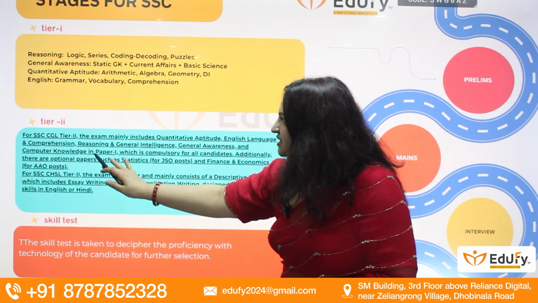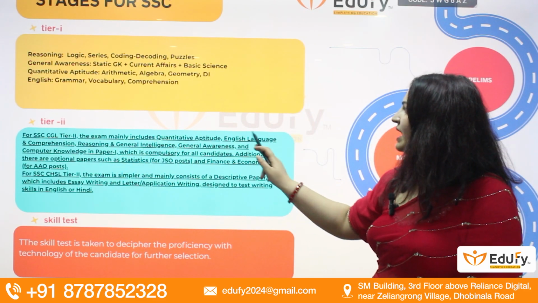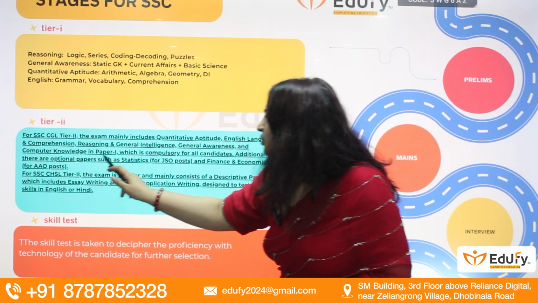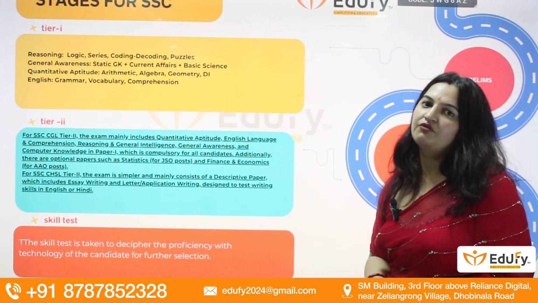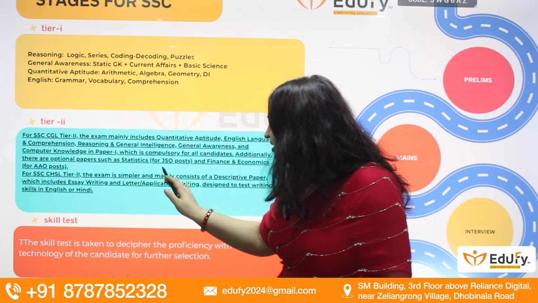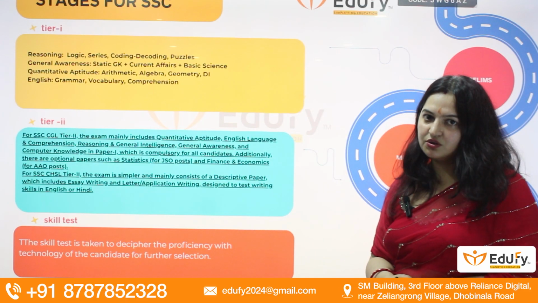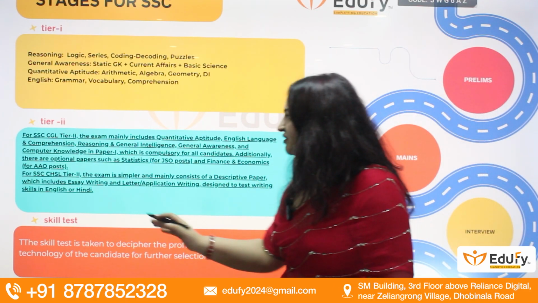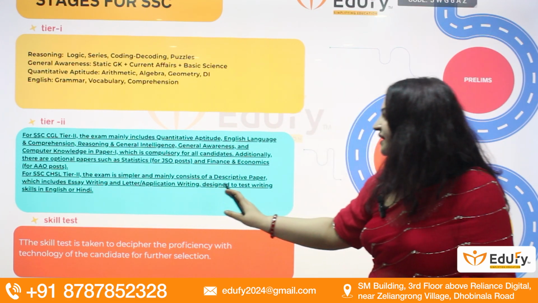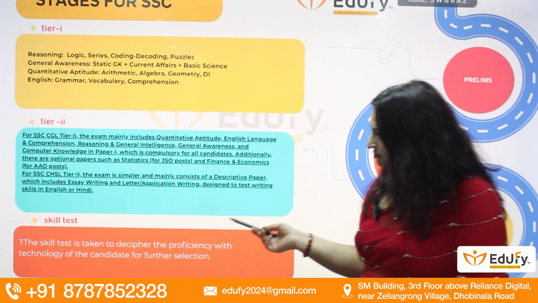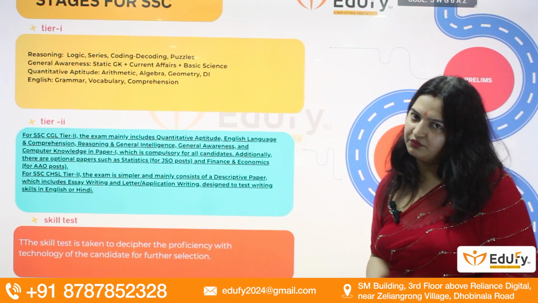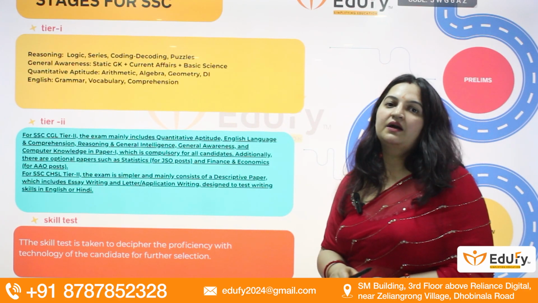Now in CGL, this tier 2 includes quant, English, reasoning, and awareness, plus computer knowledge, which is compulsory for all candidates. Apart from that, for different posts there will be specialized exams also, but not for everyone. In CHSL tier 2, how will it be different? It is comparatively easier, consisting of a descriptive paper, essay writing, and letter application to test the skills in the language. So this is the tier 1 and tier 2.